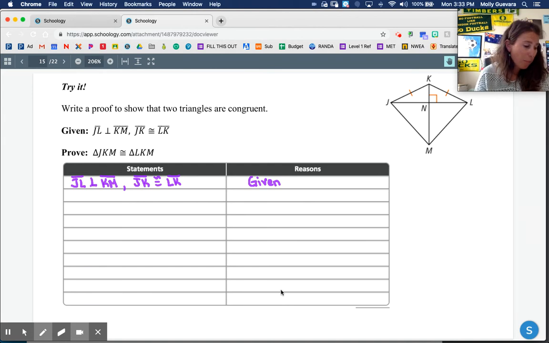Okay, so I want you to pause the video, see how you go on this, and then when you are ready to check your work, or if you need a hint or something like that, go ahead and hit play and get what you need out of this example.